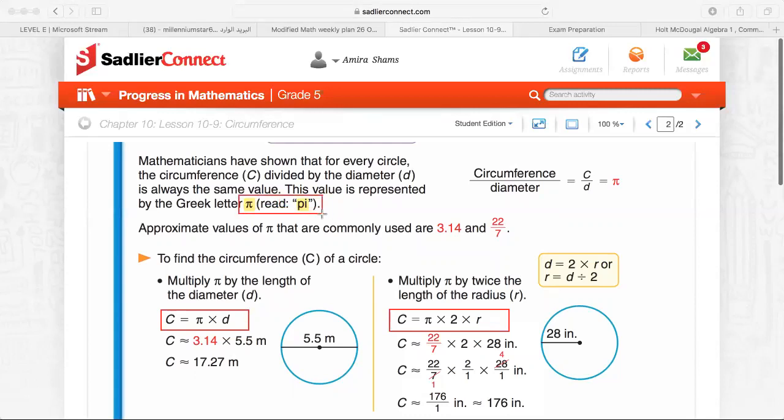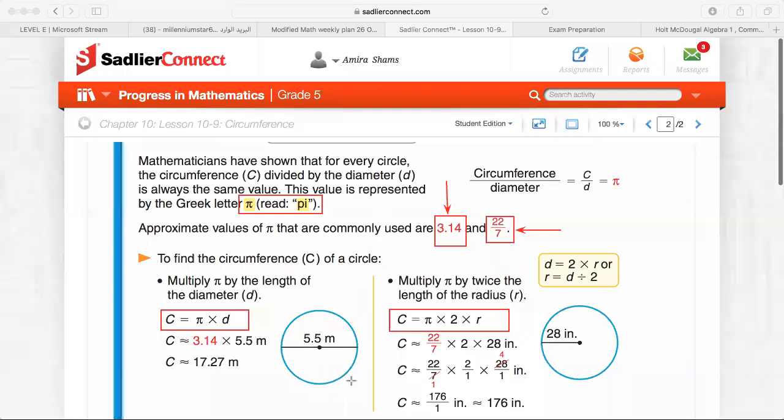Remember last week our math day is called Pi Day. Remember it? Pi is a mathematical symbol, okay, that has a value. Its value is 3.14 or 22 over 7. So pi has two values. One of the values is 3.14 and the other, fractional value is 22 over 7.